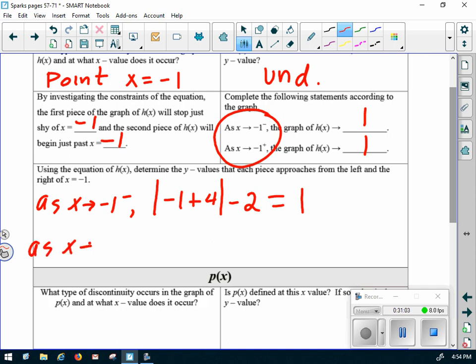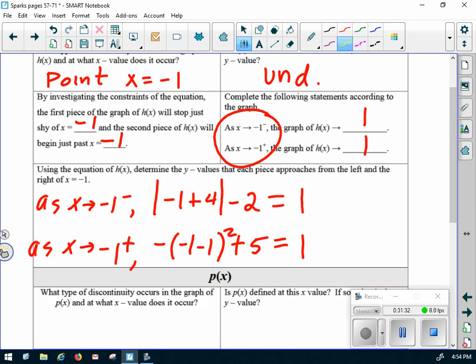As x approaches -1 from the right, I'm going to use the second equation because that's where the x values of the function are greater than -1. So I'm going to plug -1 in there. Opposite of -1 minus 1 squared plus 5. So what's that? -2 squared is 4. Opposite of 4 is -4. -4 plus 5 is 1.